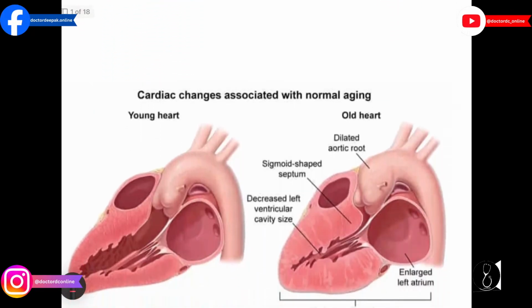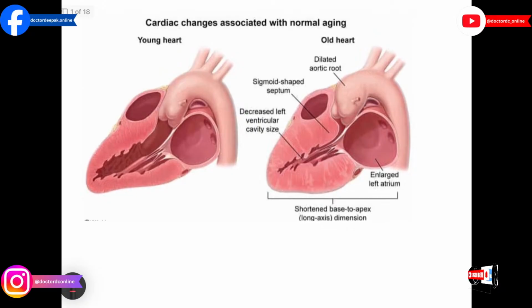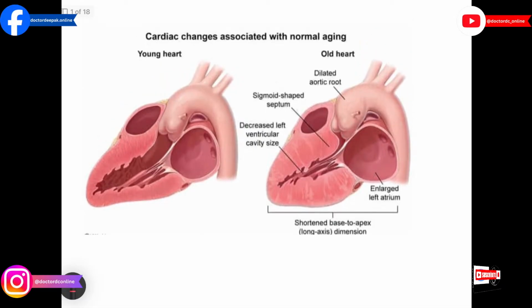Whenever there is an MCQ or any question with an age above 60 to 70, you should consider normal aging as well. This is a diagram of the young heart and the old heart. In the young, this is the size of the ventricular cavity, and this is the size of the cavity of the atrium. But here the ventricular cavity size decreases, while the atrial cavity size increases.